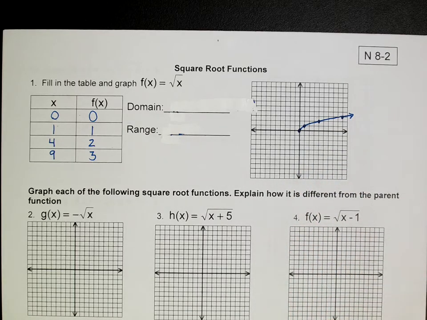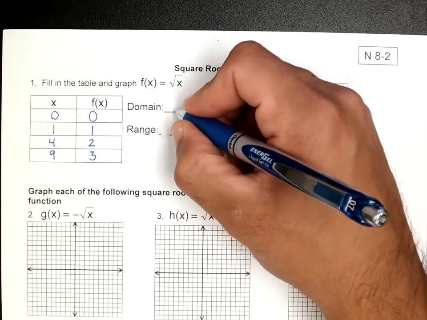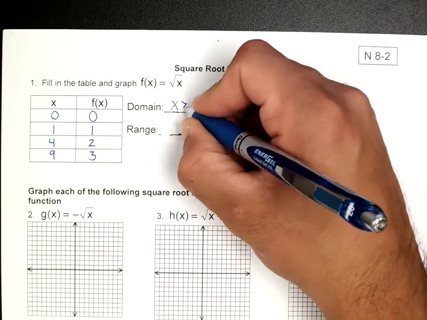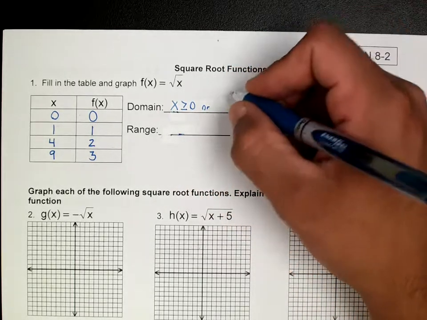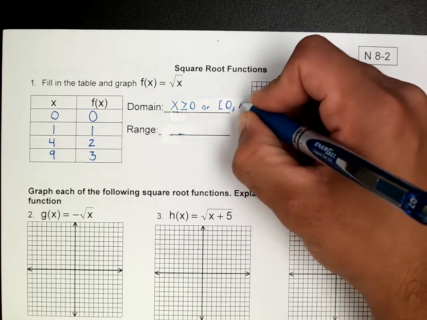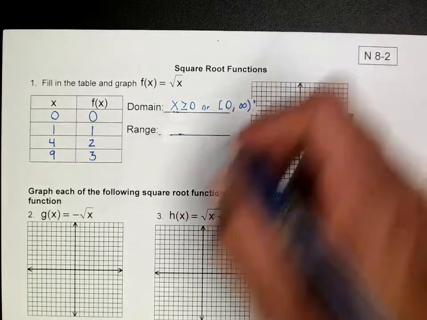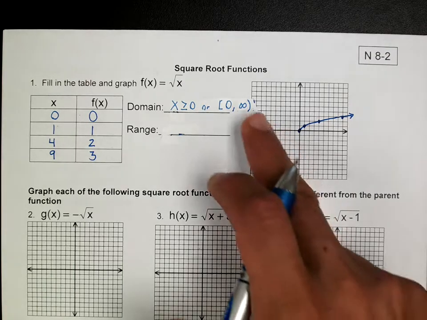Now the domain for this starts at 0 and you go to positive infinity. So you can either write it like this, x is greater than or equal to 0, or if you choose to, you can write this in interval notation like this, including 0 and all the way to positive infinity. Remember, infinity is not a number that can be included, so it's always with a parentheses.